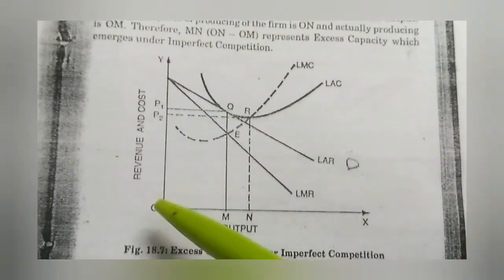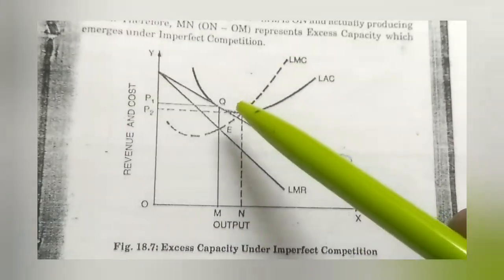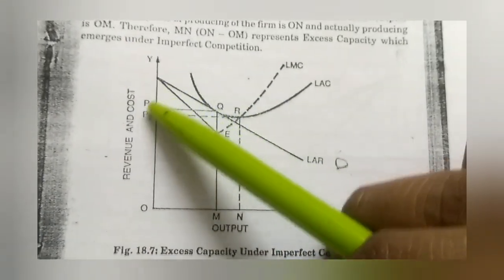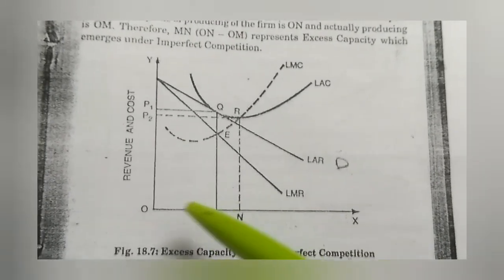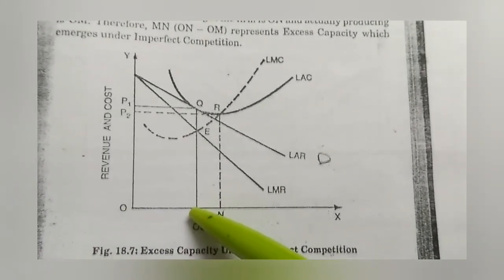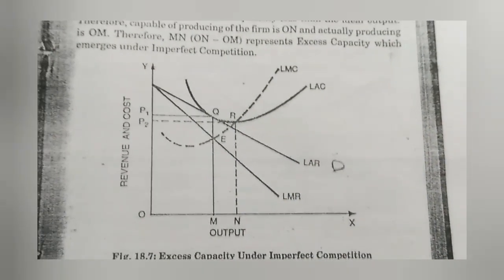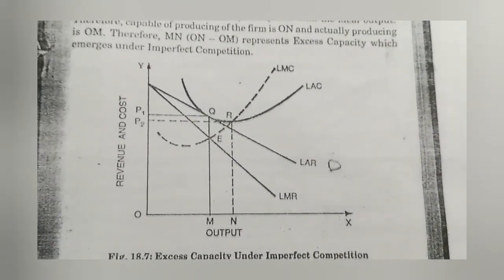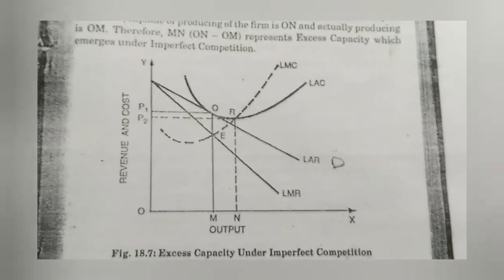If the firm produces OM amount of commodity, it can fix the price at P1. If the firm produces ON amount of commodity, the price will decrease from P1 to P2. So the firm will not produce the full capacity of ON. It will produce only OM amount of commodity, and then it will earn more profit. This is called the excess capacity of the firm.